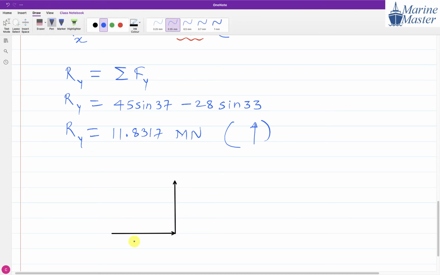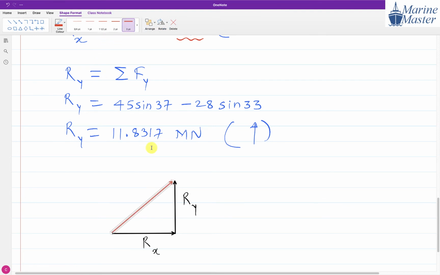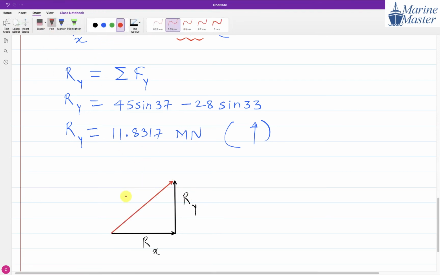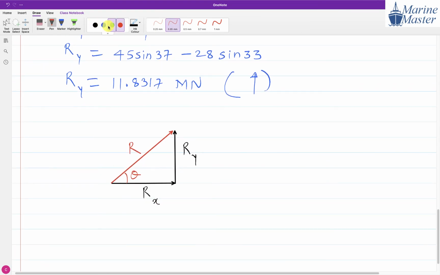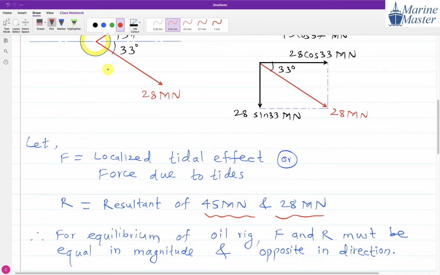So this is our Rx, this is our Ry, and then the closing side of this triangle will be our hypotenuse, the resultant force R. This R makes an angle, let us assume, theta. Now, if you remember our discussion, what is our target? We have to find out R.